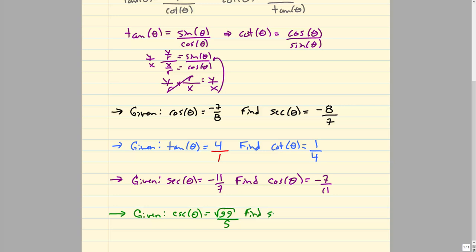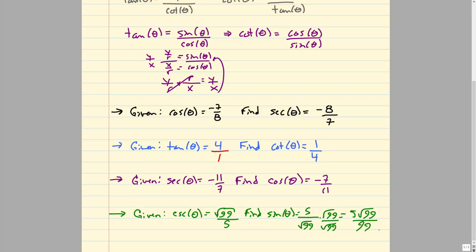Reciprocal cosecant is sine, so that would mean the sine of theta is 5 over root 99. However, we always rationalize the denominator, so let's multiply top and bottom by root 99, and I get 5 square roots of 99 over 99. Now nothing cancels here, but if it did cancel, I should cancel it. But there's nothing that'll cancel. But let's look at root 99.